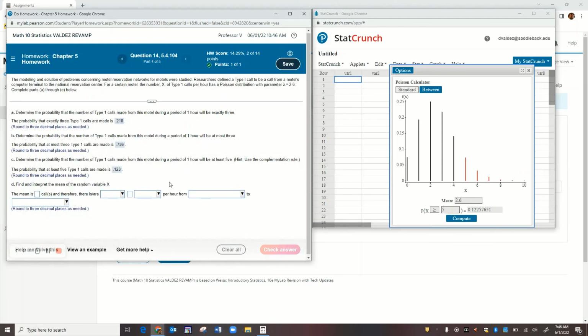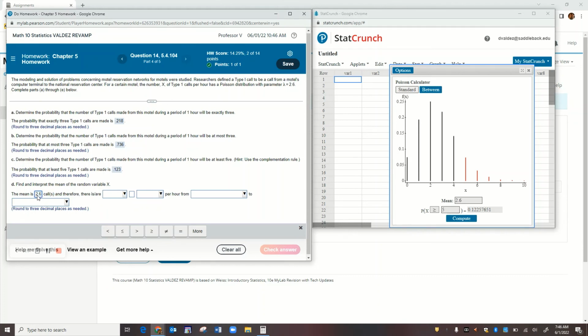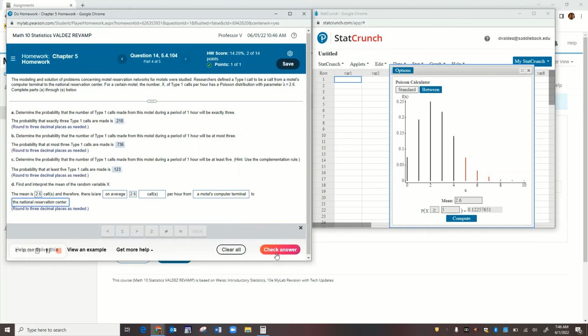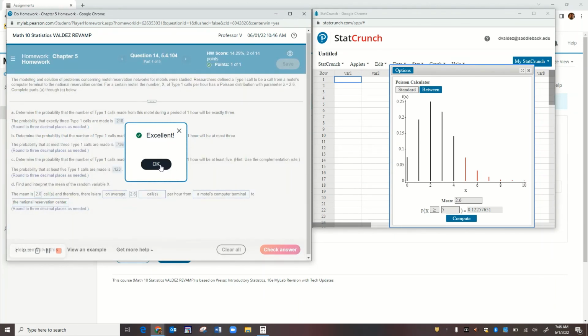Find and interpret the mean of the random variable x. So remember, the mean is equal to whatever lambda is. In this case, the mean is 2.6 calls, and therefore the mean tells you on average how many, so just enter it again here. The mean represents the number of calls per hour from the motel's computer terminal to the National Reservation Center. Check. So that's it.